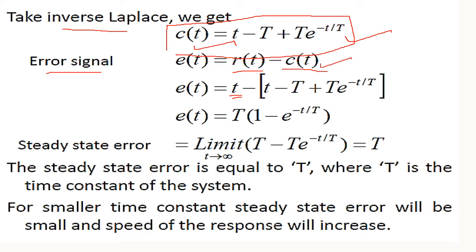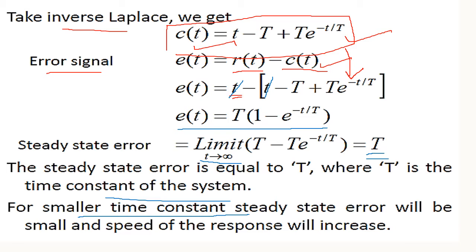C of t we got it here, that is t minus capital T plus t into e power minus t divided by capital T. Now in the final equation, this and this get cancelled. So the final equation is e of t equals t into 1 minus e power minus t divided by capital T. The steady state error, the limit as t tends to infinity, is t minus t e power minus t by capital T, which is equal to the time constant. Now the steady state error is equal to the time constant, where T is the time constant of the system.